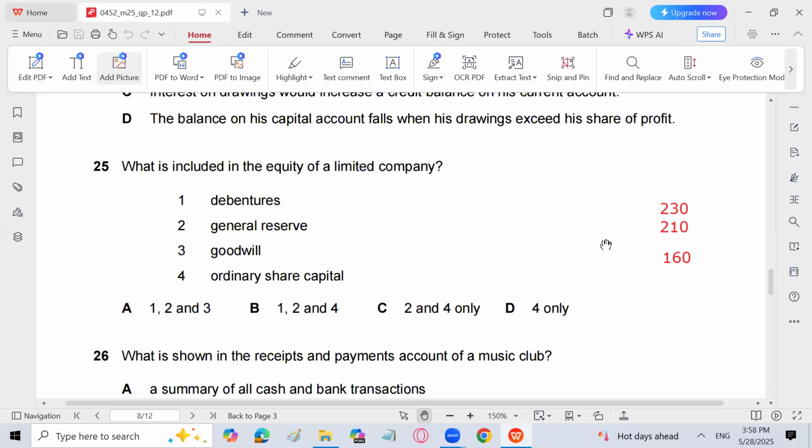What is included in the equity of a limited company? Debenture is a non-current liability, so it will not come. General reserve and ordinary share capital do. Goodwill is an intangible non-current asset. So the answer is 2 and 4. C is the answer. 2 and 4 is the answer, right?